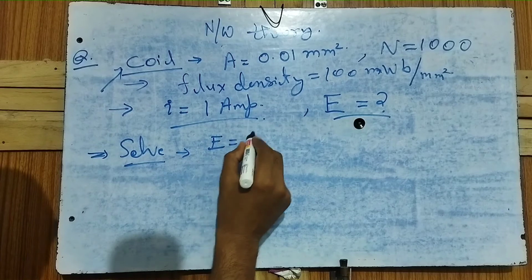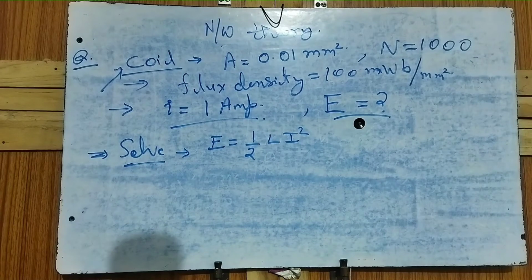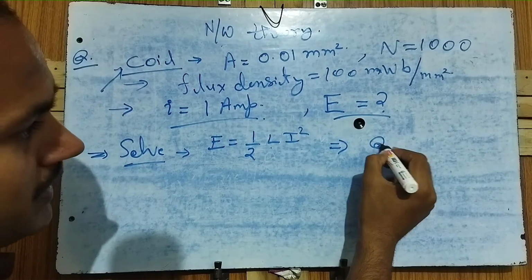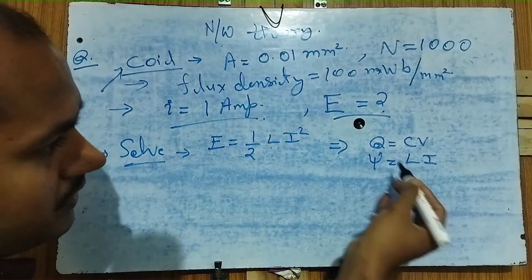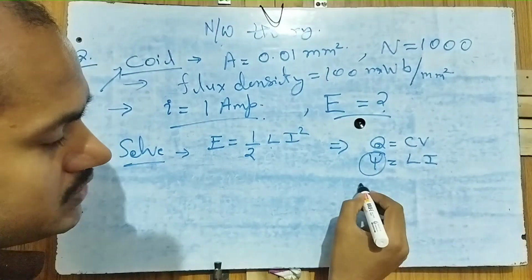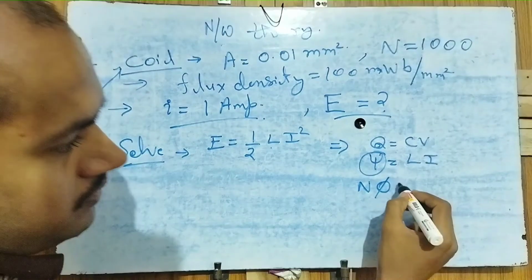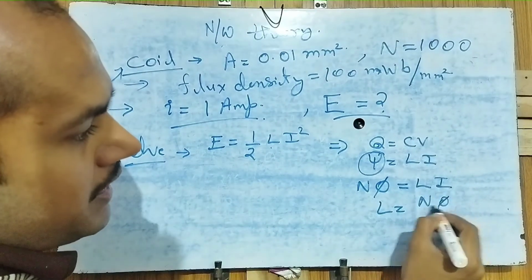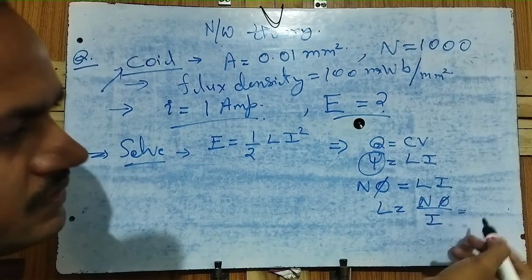So we know that E is equal to half L i square. Just like in capacitor, half C V square. In inductor, half L i square. So what is the L? We know that Q is equal to CV in capacitor and psi is equal to L i in the inductor. So what is psi? Total flux. Total flux means capital N number of turns into flux in one turn, right? Is equal to L into I. So L is equal to N phi by I. I is 1 ampere, so that means very easy.